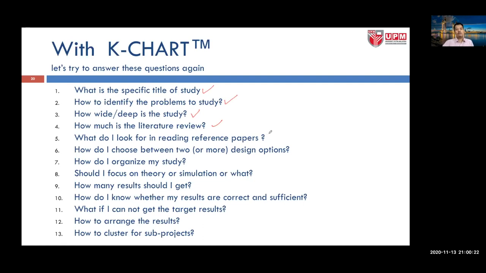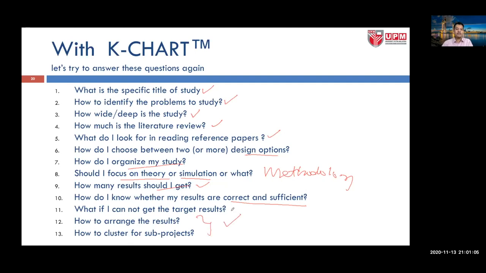What do you look for in reading papers? Okay, how do you choose design options? How do you organize your study? Should you focus on theory or simulation? This is the methodology, okay? Methodology. Okay, and how many results should you get? Of course, you will immediately know how many results. How do you know whether the results are correct and sufficient when you do comparison with others? What if I cannot get the target result? You may jump to another solution in the K-chart. And how to arrange results, how to cluster for sub-projects, can easily be done in K-chart.